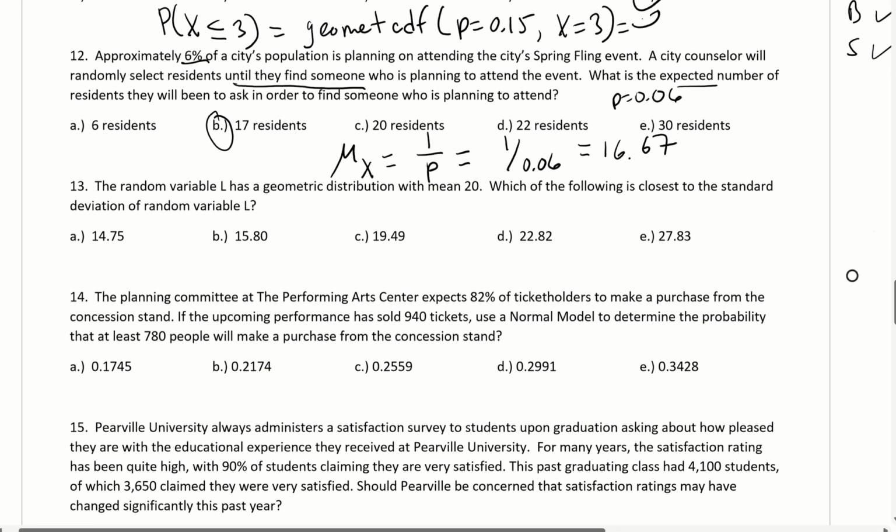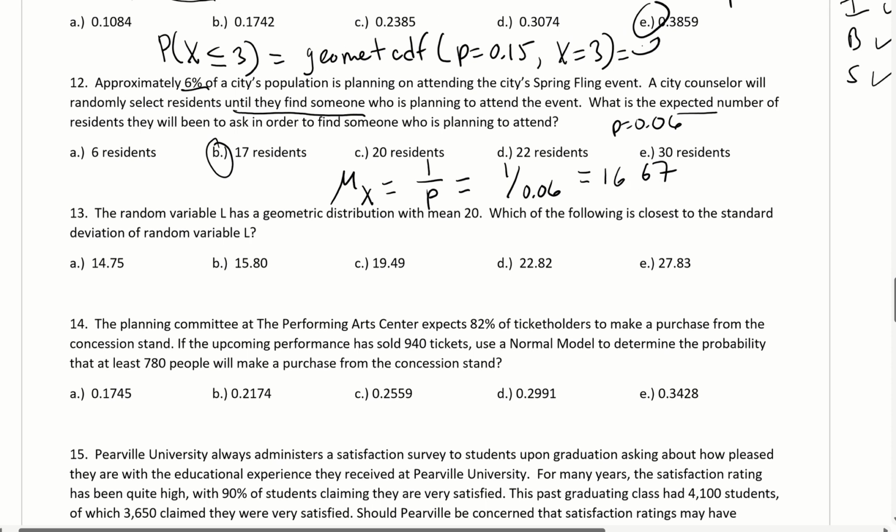All right, and remember, when you're talking about an average, it's okay to have a decimal, right? Remember 16.67 is an average. And so is standard deviation. That's a type of average as well.